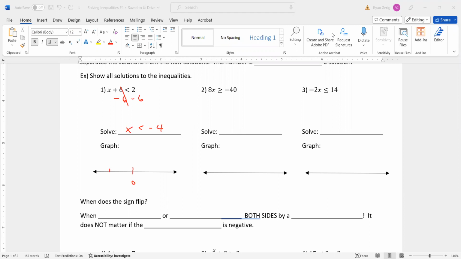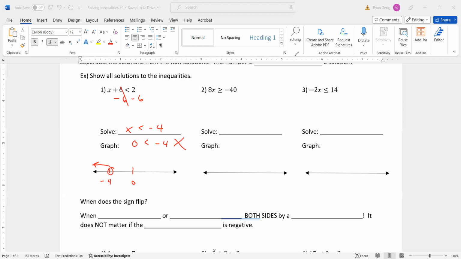Here's 0. -4 is to the left. I'm going to try to stress using the test point. I'm going to, again, use 0. So I'm going to put 0 in for x. Is that a true statement or a false statement? Is 0 less than -4? No, it's not. So I'm not shading towards 0. I'm shading away from it. Open circle, shade away.